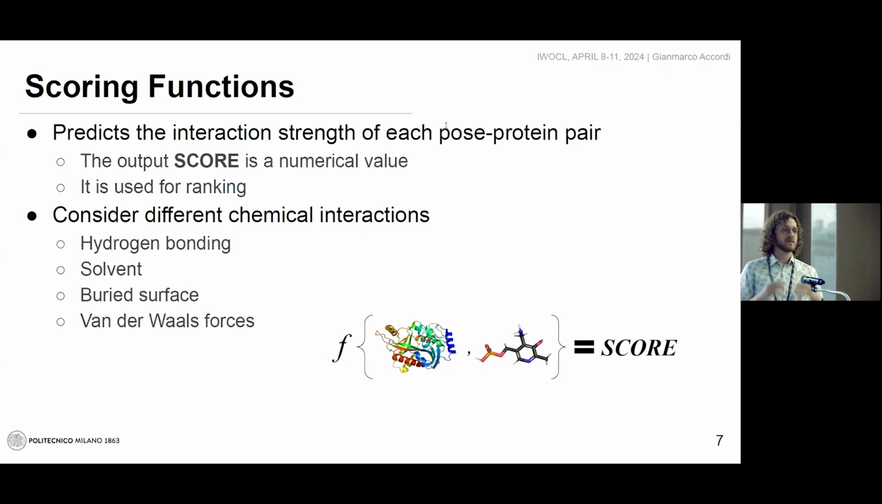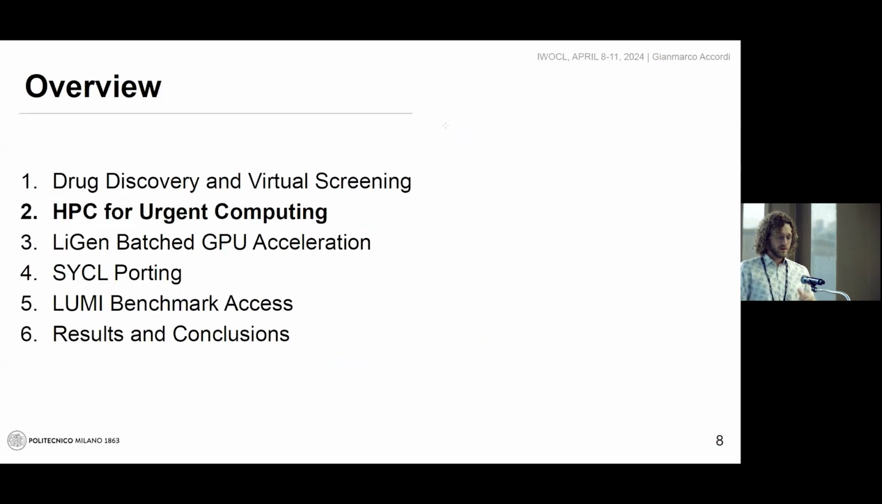There are different types: empirically based, physics based, machine learning, artificial intelligence, different ways to do it. In our case, we rely on an empirical one. So basically you combine together different chemical interactions, hydrogen bonding, van der Waals forces, and you make a regression on them. Okay, that's a little bit of an overview.